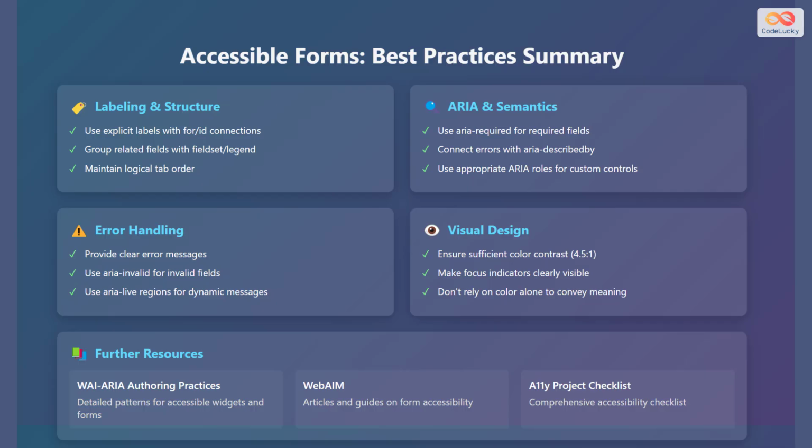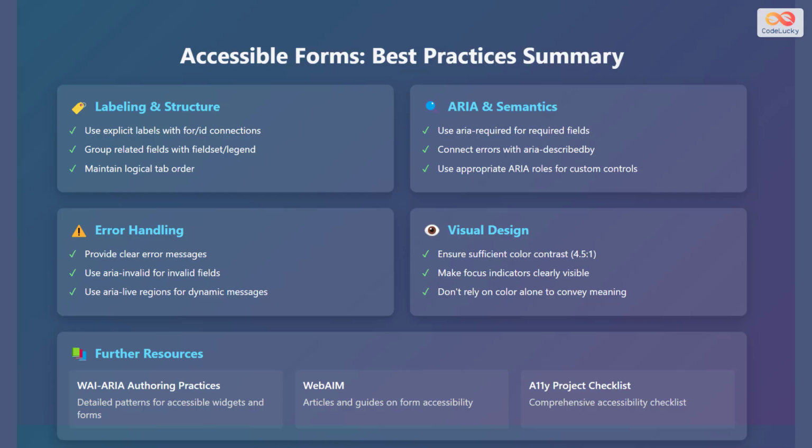For error handling, provide clear error messages. Use ARIA invalid for invalid fields, and use ARIA live regions for dynamic messages. In terms of visual design, ensure sufficient color contrast of 4.5:1. Make focus indicators clearly visible, and do not rely on color alone to convey meaning.